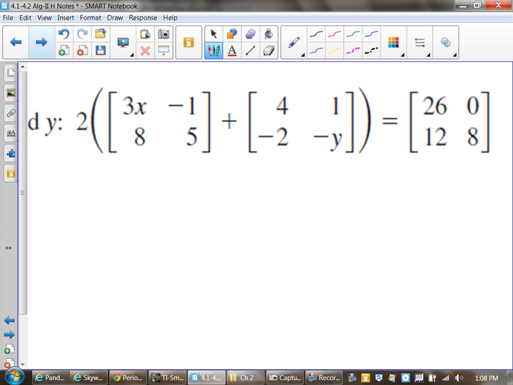What we have here is 2 times the quantity, one matrix plus one matrix, equals some other matrix. What does the dy mean? It was a whole string of words. It said solve for x and y. It just got cut off. Oh, okay.